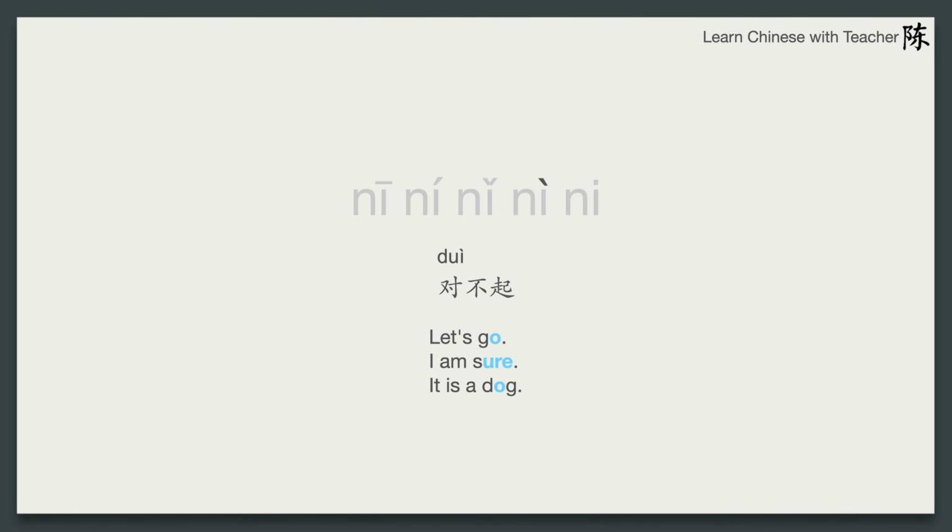In English, we also have a falling tone. The Chinese fourth tone sounds exactly like the English falling tone, like the letter O in let's go, the blue part in I'm sure, the letter O in it's a dog.